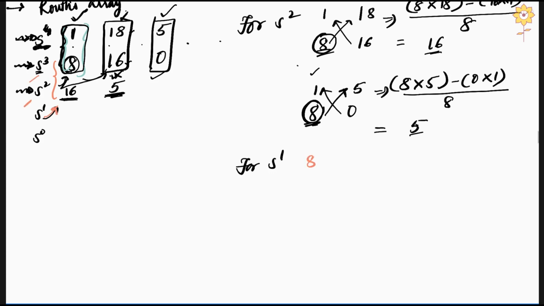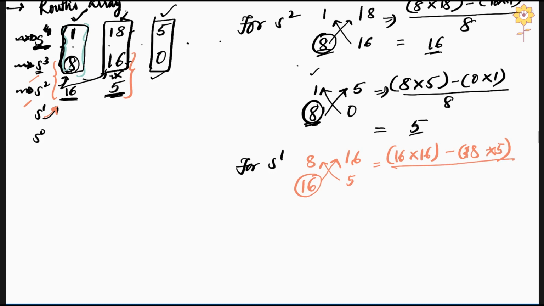So, we will have 8, 16, right, and we will be using 16 and 5. We will be cross multiplying starting with this number. Okay. So, we have 16 into 16 minus 8 into 5, divided by 16. Okay. So, once you solve this, you will have the answer as 13.5. Let us write 13.5 over here.